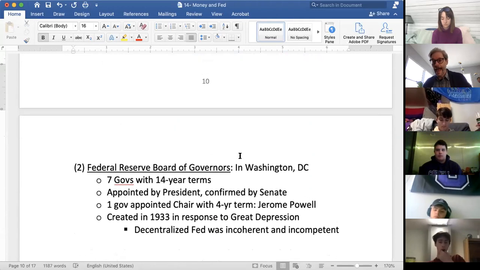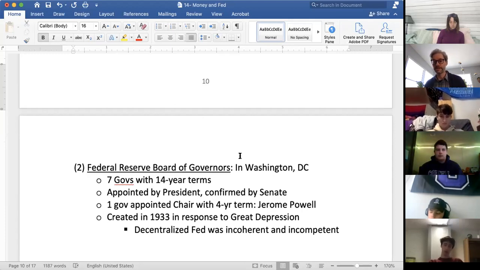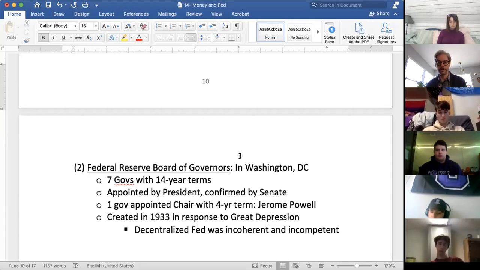So what happened after the Great Depression? Well, one of the elements of the New Deal was that the Federal Reserve power was centralized. And it was centralized in two ways. First, the Federal Reserve Board of Governors was created. What the Board of Governors is, it's essentially like an executive committee that sits on top of the regional banks. So this Board of Governors is located in Washington, D.C. For those of you who have gone on field trips, if you know where the Supreme Court is, the Federal Reserve Board is right across the street from the Supreme Court.